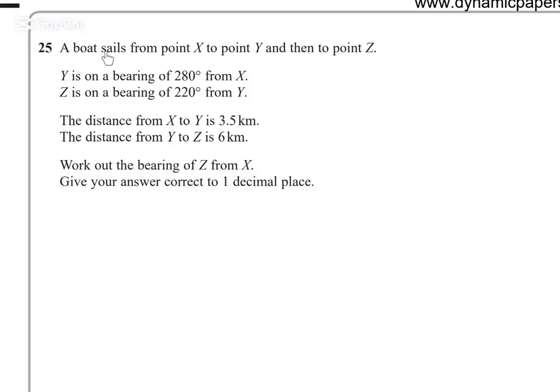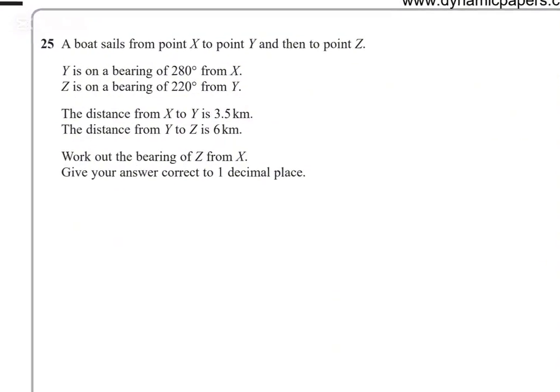25. A boat sails from point X to point Y and then to point Z. Y is on a bearing of 280 from X. Z is on a bearing of 220 from Y. The distance from X to Y is 3.5 kilometers. The distance from Y to Z is 6 kilometers. Work out the bearing of Z from X. Give your answer correct to one decimal place.